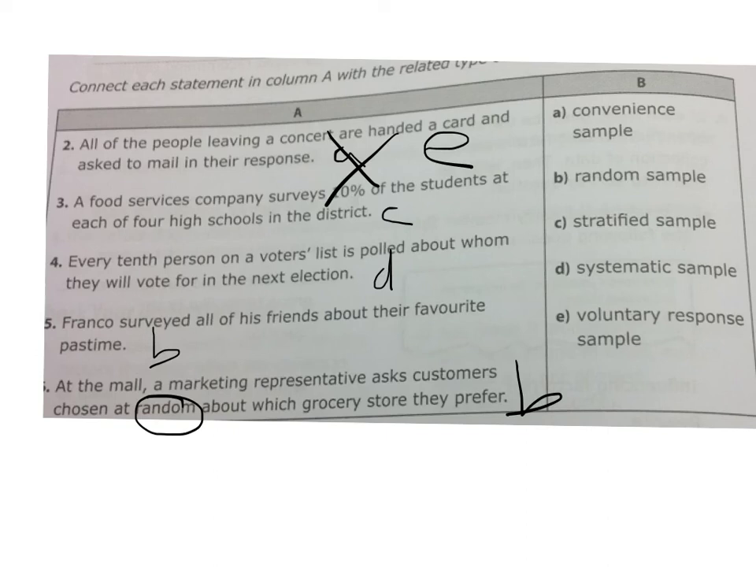Food service company, if they came by, it would be C, stratified. Okay, so that's good. They took a percentage of the population there. Every 10th person, that would be D, systematic. All right. Number 5, this one would be A, because it's pretty convenient. It's pretty convenient for Franco to go just talk to his friends. It's a little bit more difficult to go talk to the other people, right?